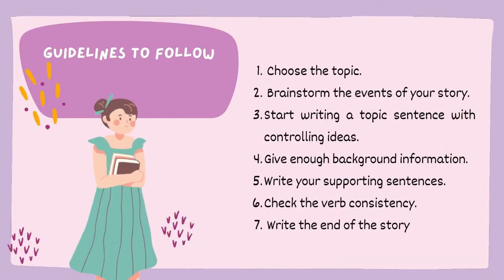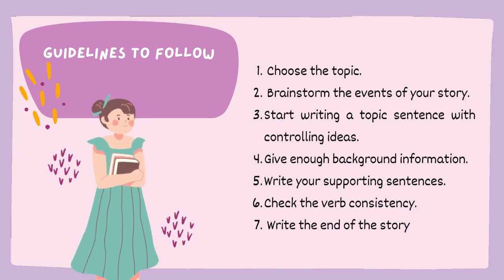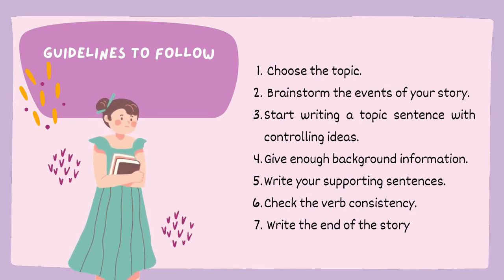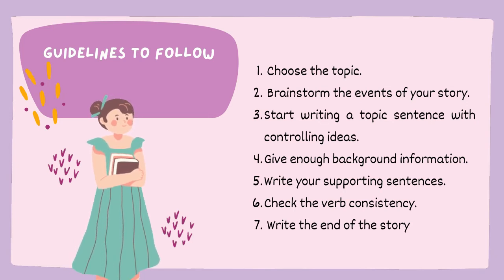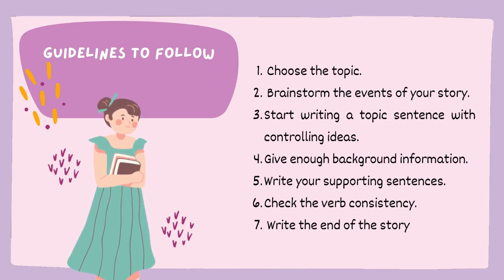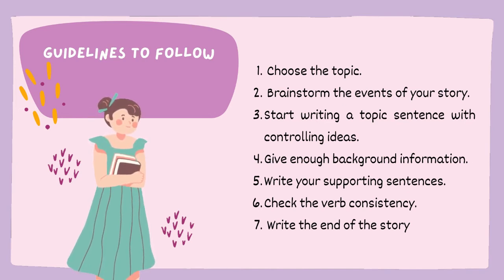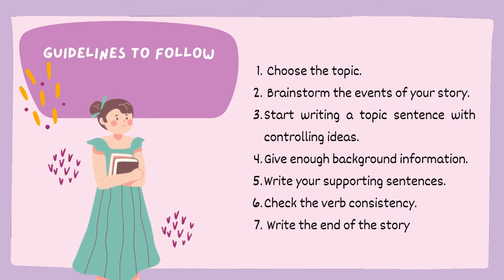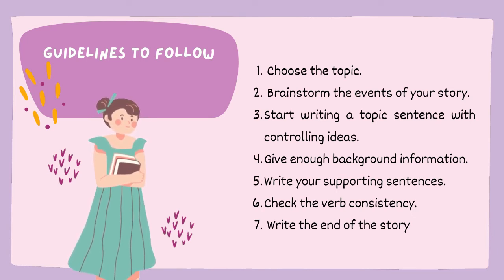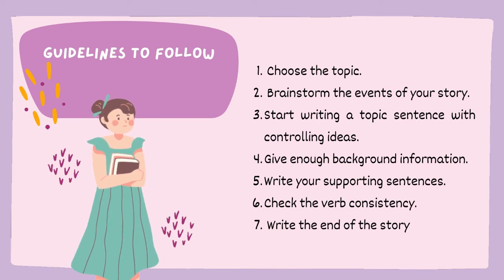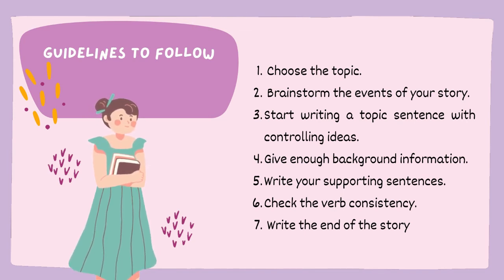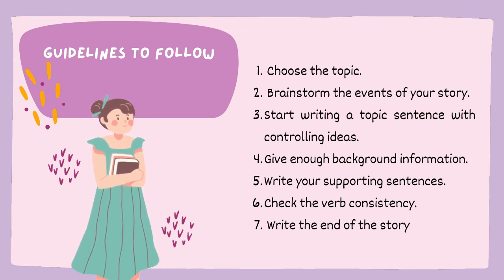Well, to end this, you can follow these guidelines to start writing your own narrative paragraph. Always start with choosing the topic. Then brainstorm the events of your story. Once you know what to write, start writing a topic sentence with controlling ideas. Make sure to give enough background information to help your readers understand the setting. Next, you can start writing your supporting sentences for the middle of your narrative. Don't forget to check again for the verb consistency in simple past and past progressive verbs. Once it's all done, write the end of the story.